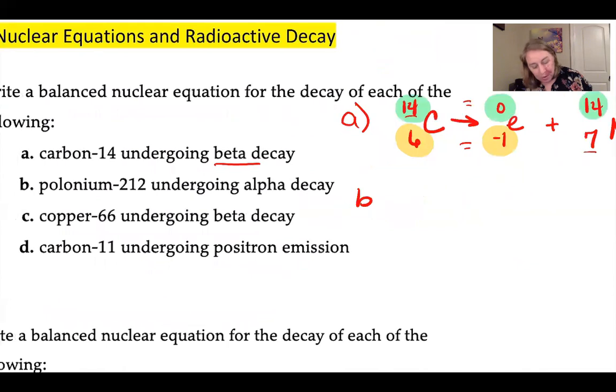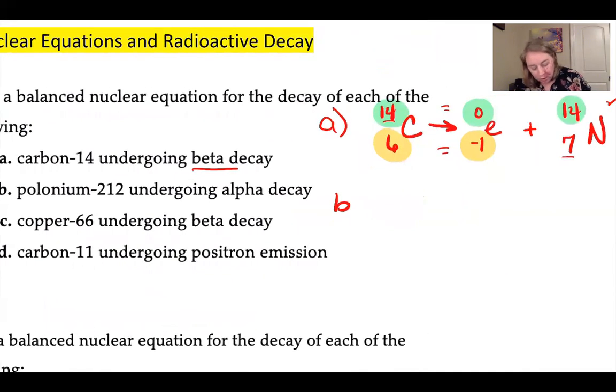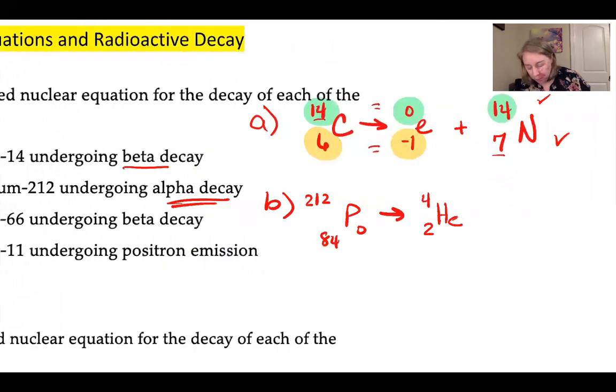Okay, B. What do we have? Polonium-212 undergoes alpha decay. Polonium is Po. And so we have 212 is our mass number. Go look on the periodic table. Polonium is 84. And we're going to undergo alpha decay. Alpha decay, remember, is a helium atom with 2 protons and 2 neutrons for a mass number of 4.